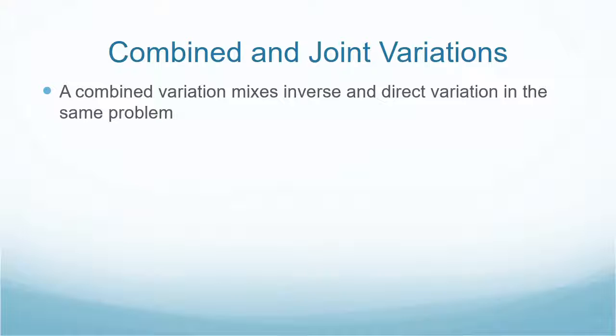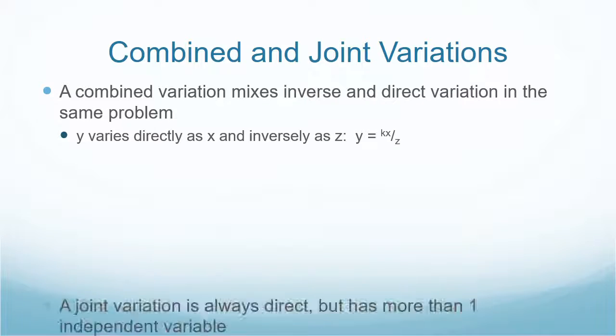Now, combined and joint variations. Combined variation mixes inverse and direct in the same problem. For example, y varies directly as x and inversely as z. Don't forget to include the k. So y varies directly as x is y equals kx. Inversely is z. When you see inverse, whatever follows it goes in the denominator. So y equals kx over z.